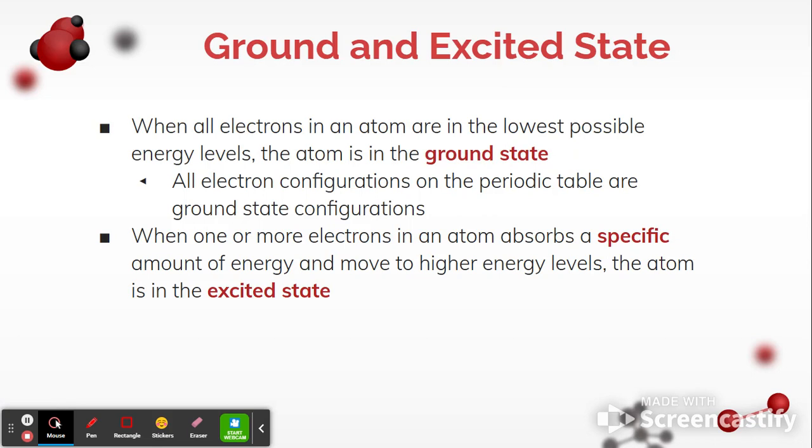When all electrons in an atom are in the lowest possible energy level, this is the ground state. The electron configurations on the periodic table are the ground state configurations of an atom. However, this isn't always necessarily true, as atoms can absorb energy, and thus the electrons in the atom's shells will move to a greater principal energy level, and the atom will be denoted as being in the excited state.